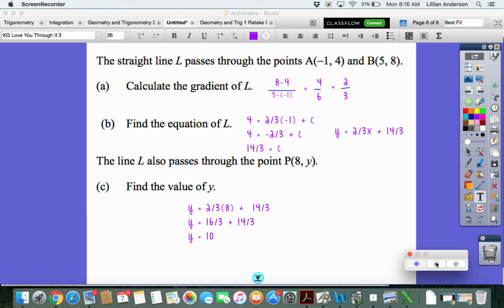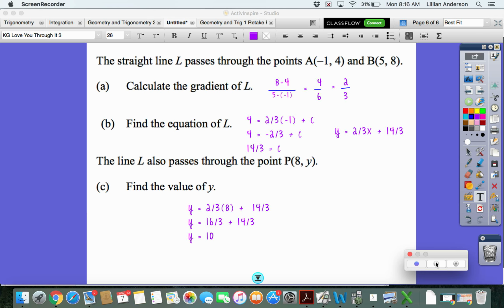Then you had to find your equation for L, which means you took your slope and you picked one of your points to plug in. Now, me personally, I just picked -1 and 4 because it was the first one. Plugged it in to find my value for C. C represents my y-intercept, so that's the only thing I didn't know. So I plug it in, I simplify, and I solve to get that my y-intercept is 14/3, meaning that my equation is 2/3 x plus 14/3.